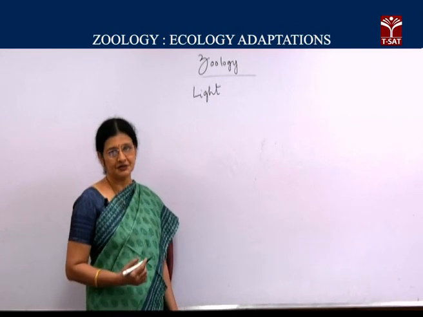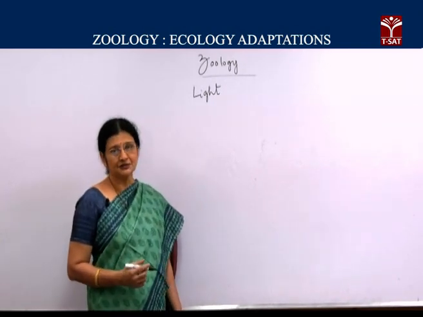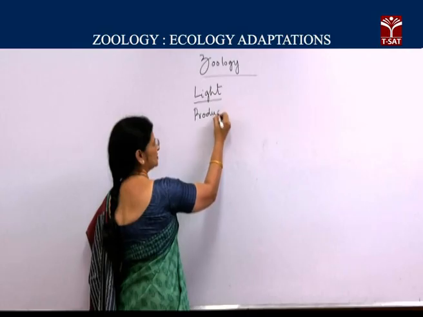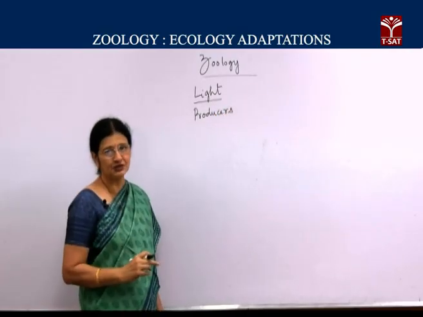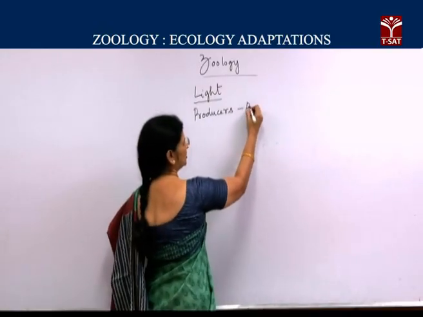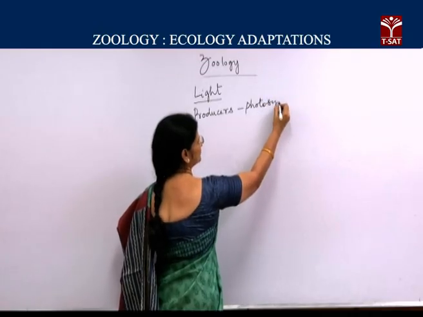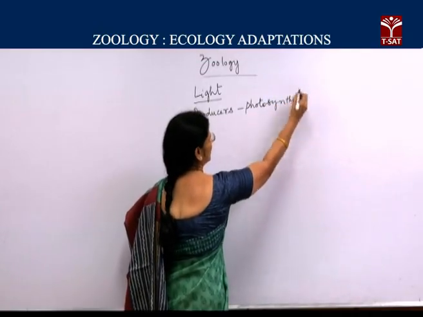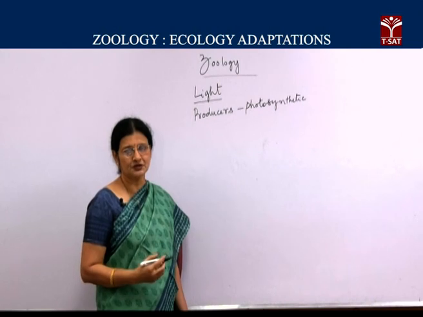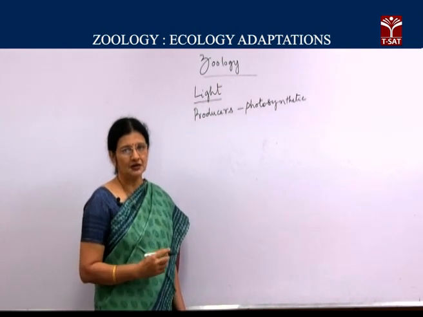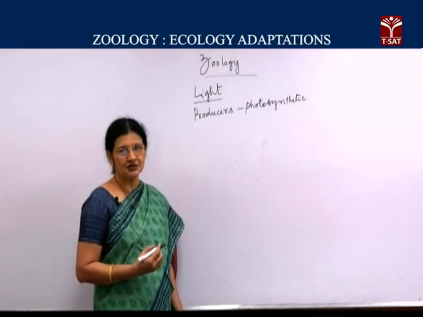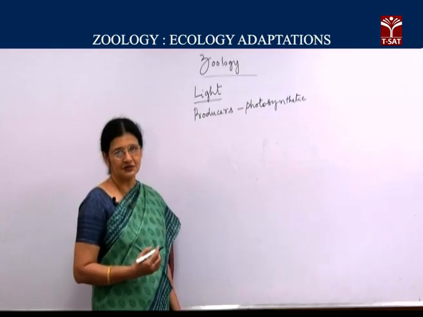Dear students, light. Light influences organisms because producers, that is green plants or phytoplankton in water, all these perform photosynthesis only in the presence of light. And producers are the energy producing organisms in the entire ecosystem. So, light plays a very important role in the supply of energy in an ecosystem. And this light influences organisms in different ways.